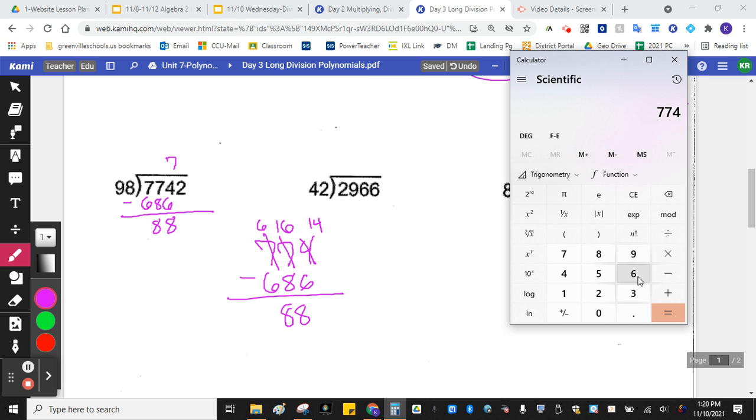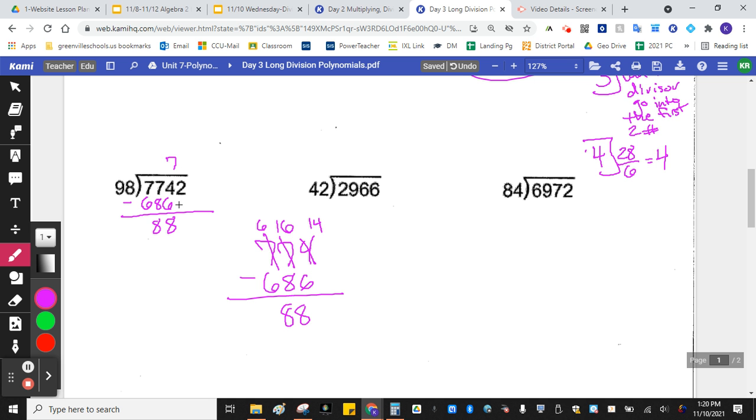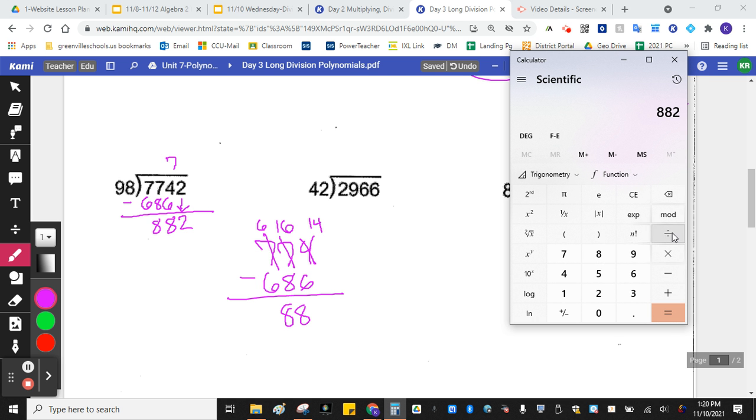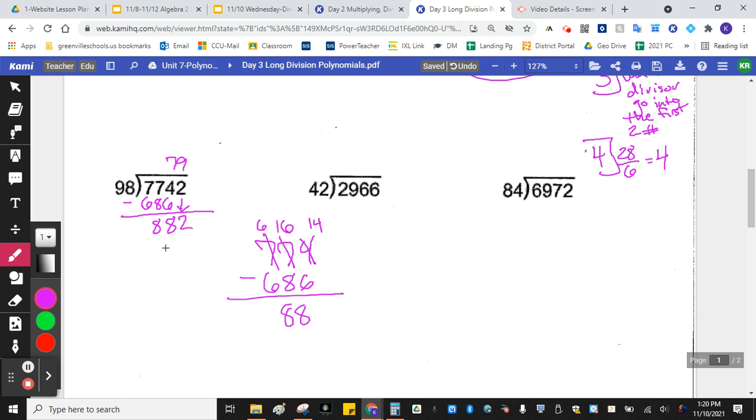You do know. It's really easy when she tells you. Bring down the 2. What is that? It can go in 9 times exactly and get 882 and get 0. Or you could have just entered it into the calculator and gotten 79.